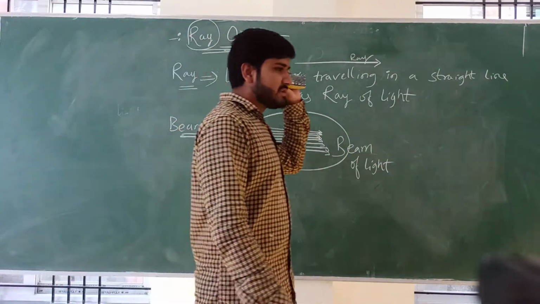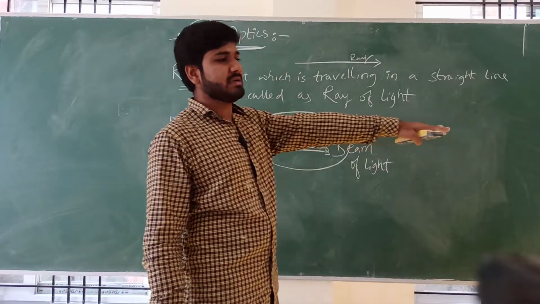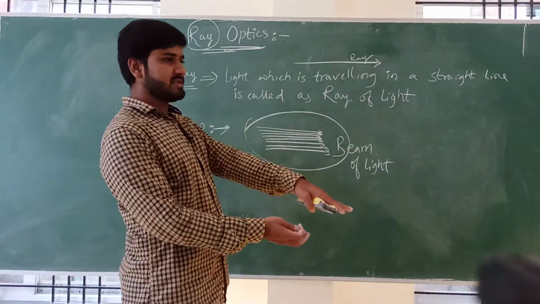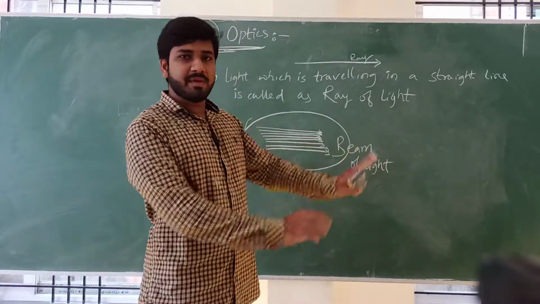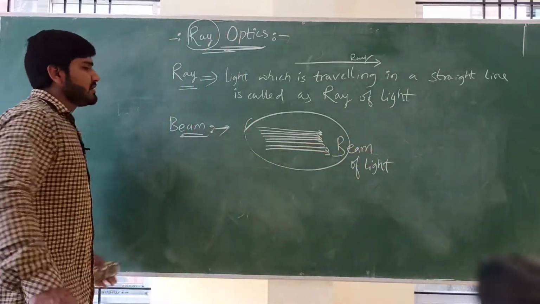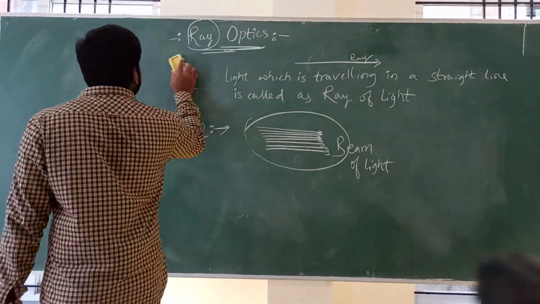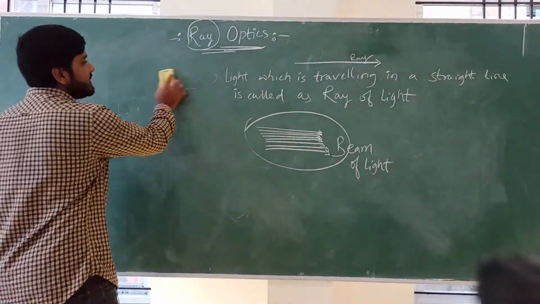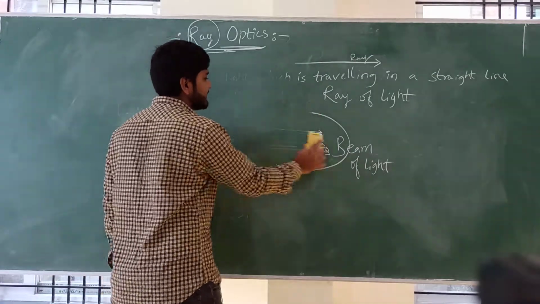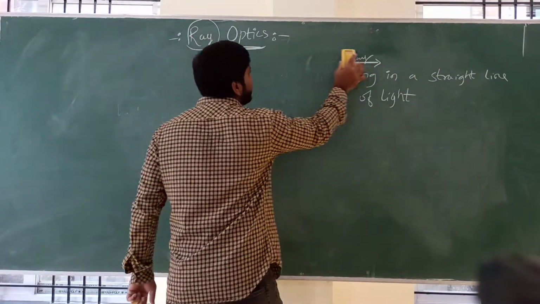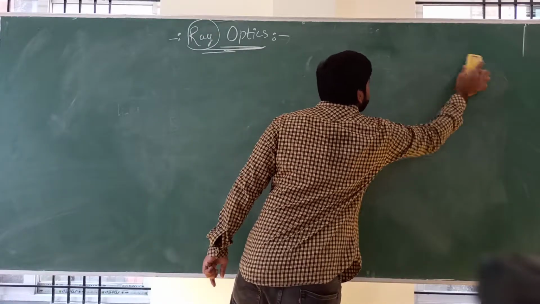So a ray of light is nothing but the light which is traveling in a straight line, and a beam of light is nothing but the collection of such rays which are traveling in a straight line in the same direction. So ray optics means we are considering the light as a ray and studying some of the phenomena.